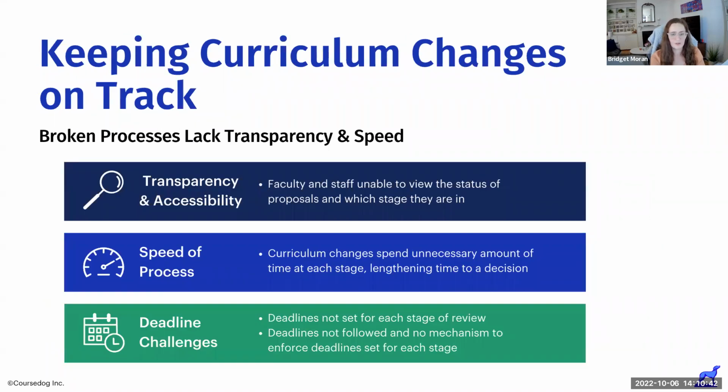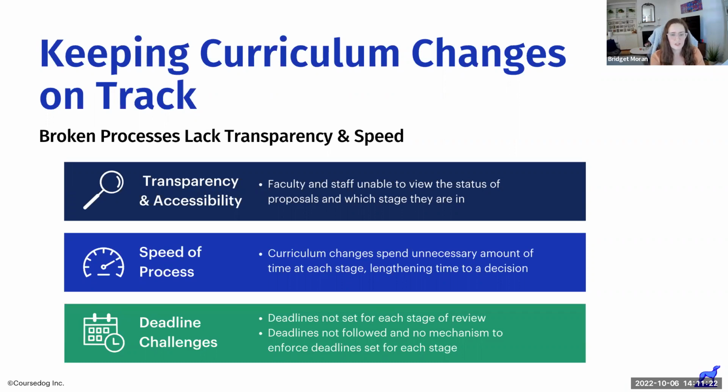And challenges in the curricular process often manifest themselves in the three areas laid out on this slide. First, transparency and accountability. With curricular changes moving through paper forms, emails, spreadsheets, Qualtrics, who knows, faculty and staff that submitted original curricular changes often don't even know what stage of the approval process it's in. And this isn't only frustrating, but it also prevents faculty from knowing who to reach out to and what stage it's in.